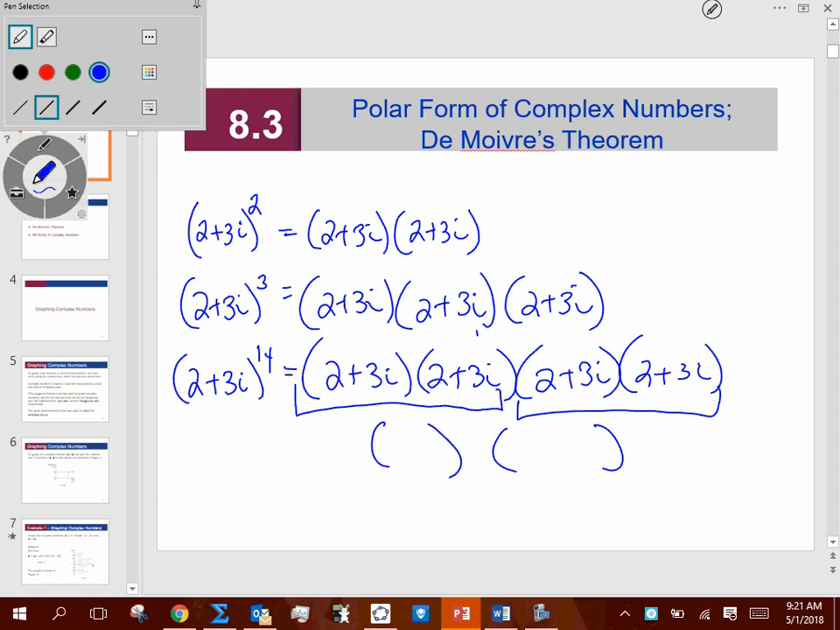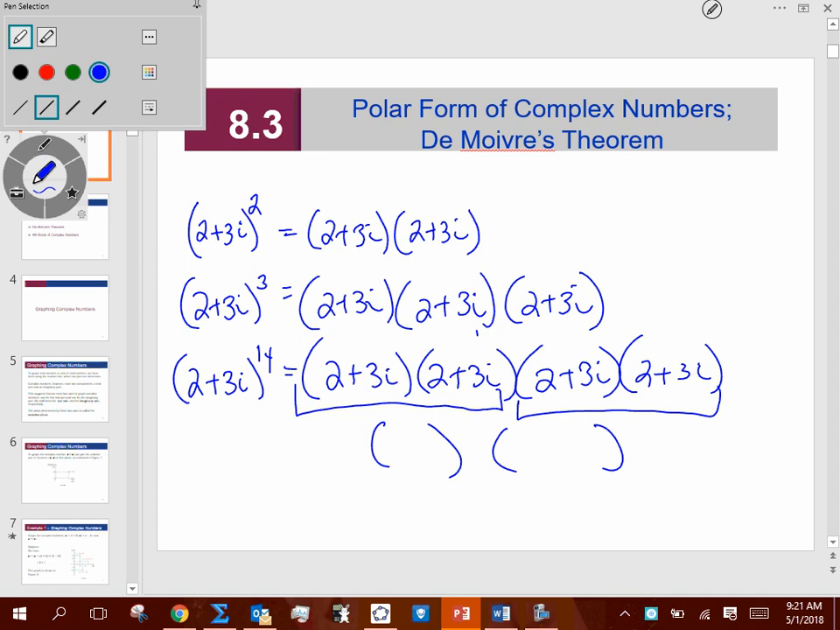Okay, working with a thing called De Moivre's theorem. De Moivre, his name is Abraham De Moivre, is a French guy, lived in the 1600s. He kind of bridged the complex plane and trigonometry. Okay, and his theorem basically says that if I want to take 2 plus 3i raised to the 14th power for some reason, we can do that really, really quickly using trigonometry.